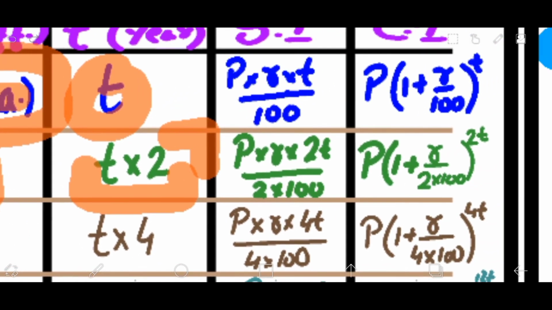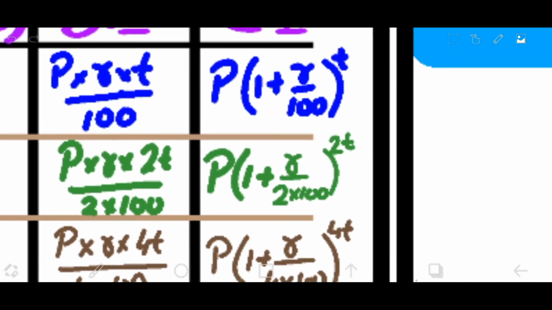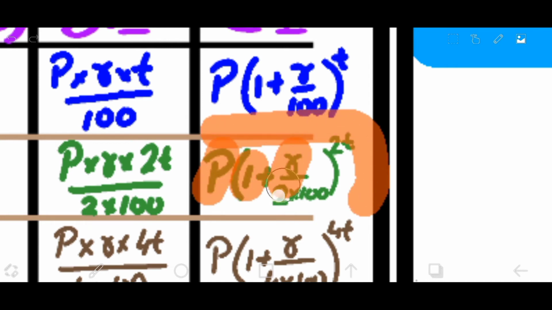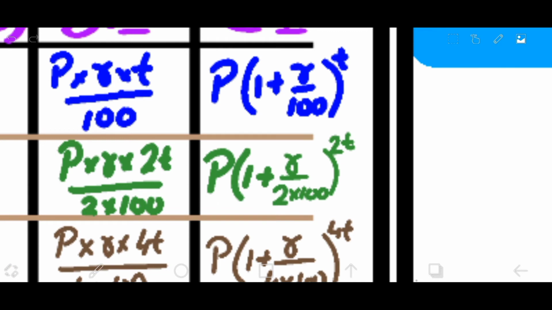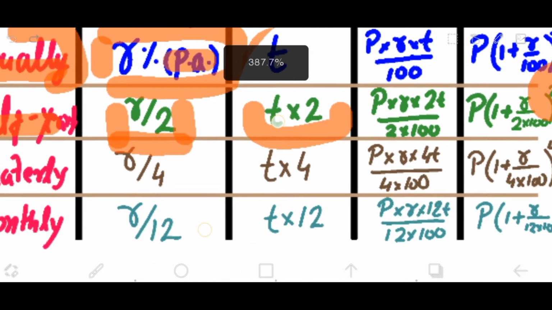And here the simple interest remains the same. That's P into R by 2 into 2T divided by 100. Here the 2 comes with the R by 2, so the simple interest remains the same. But the compound interest changes. Let's see what the change is. It changes like P into (1 plus R by 2 divided by 100), that's R by 2 percent, with the time period of 2T. That's the effective time period. I hope you got it.